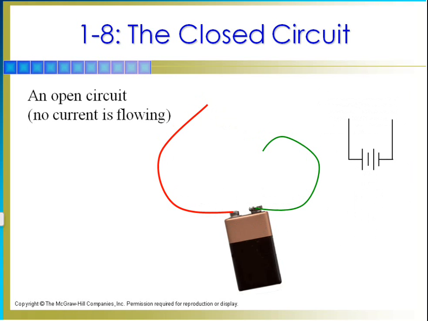Okay, an open circuit, you have no connection. All you have is potential difference. If you measure here and measure here, you're going to measure just the voltage of the battery. If you put a current meter in, you're not going to get any current flow.